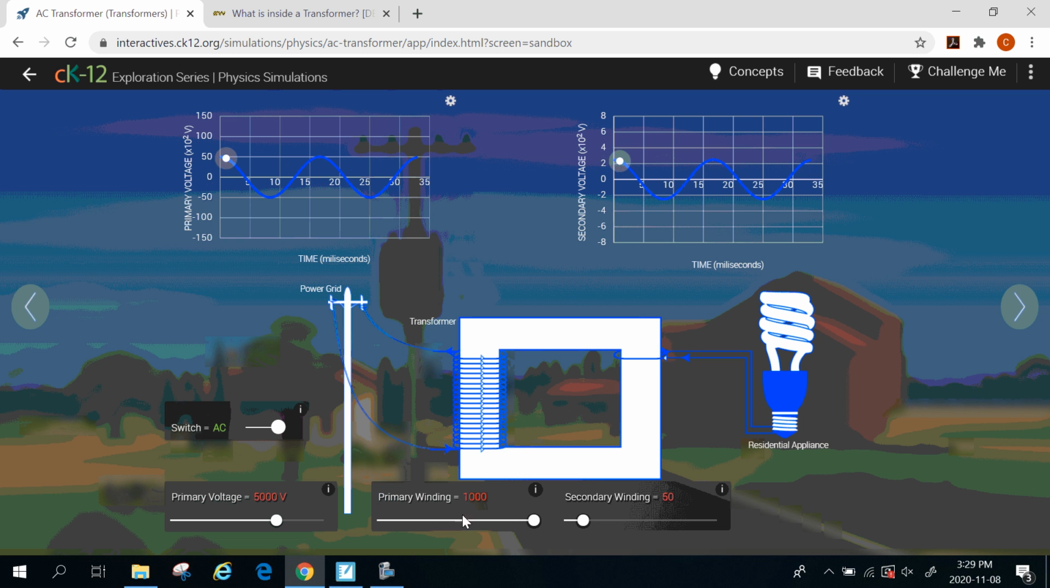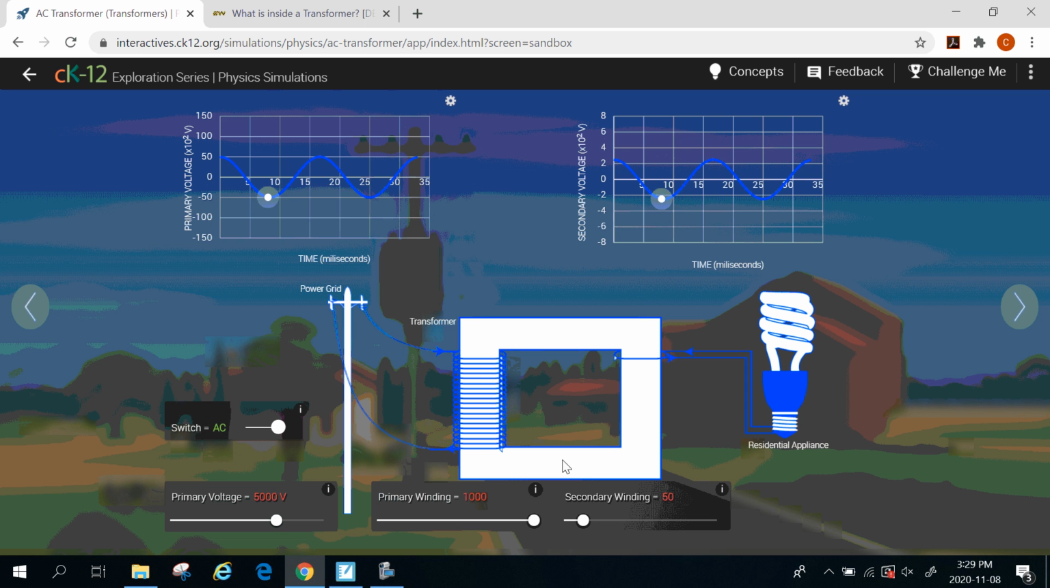Here I have it at 1,000 turns on the primary side and only 50 turns on the secondary side. The voltage on the primary side is times 10 to the 2, so 50 times 10 to the 2 is 5,000 volts on the primary side. If we take a look at the secondary side, this is 2 times 10 to the 2, so it is between 200 and 300 volts that we have transformed it to on the secondary side. Again, this would be a step down transformer. We're decreasing the voltage on the secondary side compared to the primary side.